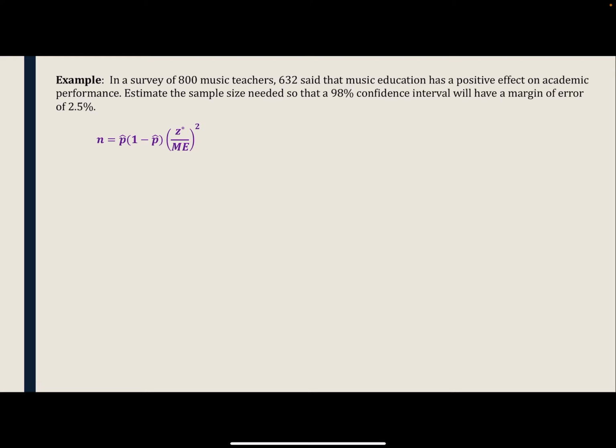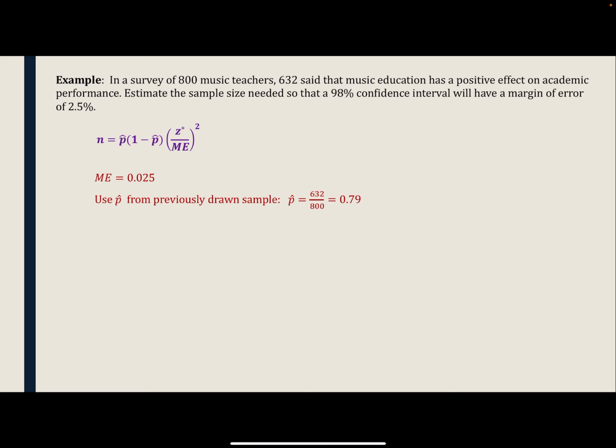And so we're going to use that when we use this formula here. So let's look at all of the known variables. The margin of error, which I abbreviate with ME, is going to be 0.025. We always want to write it as a decimal instead of a percent. The p hat is going to be from our previously drawn sample, which was 0.79.